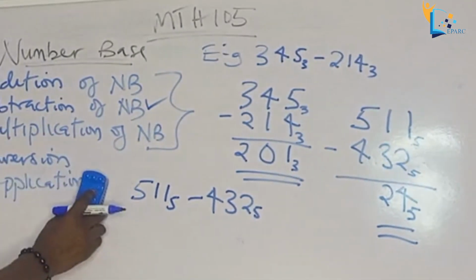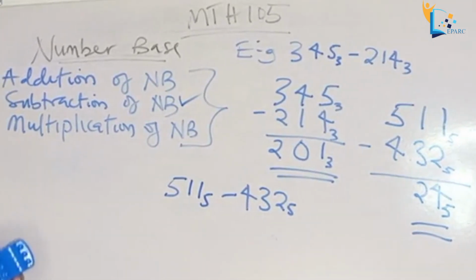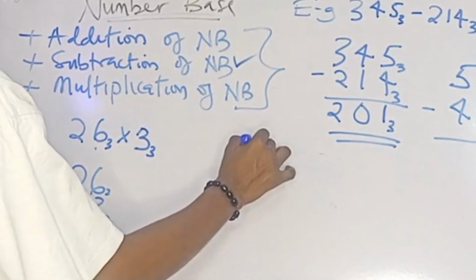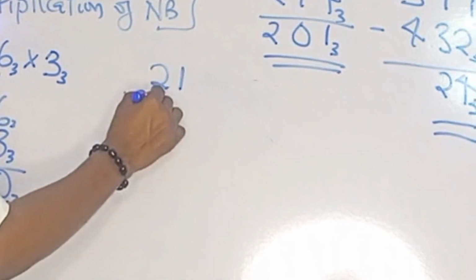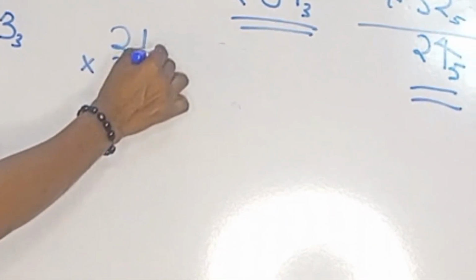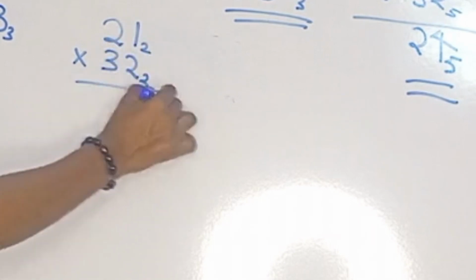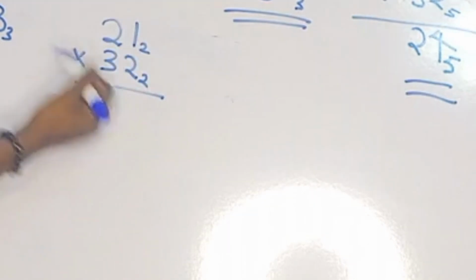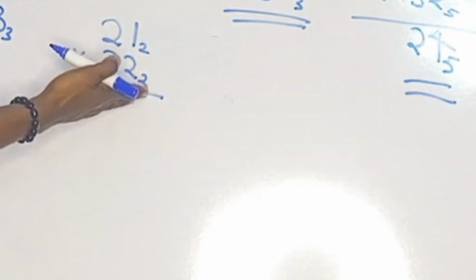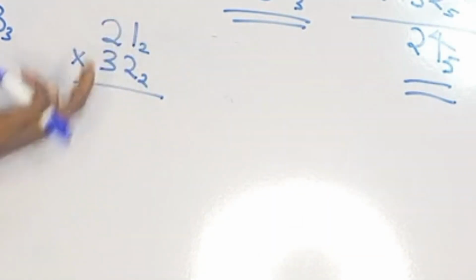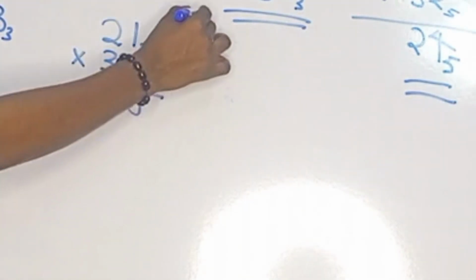So lastly, we'll look at multiplication. Multiplication of number base. Let's look at 21 times, let's say, 32, all in base 2. 2 times 1 is 2. How many 2s can you get in 2? You know we are working under base 2 now. You get 1, remainder 0. You put your 0 down, keep your 1 aside.